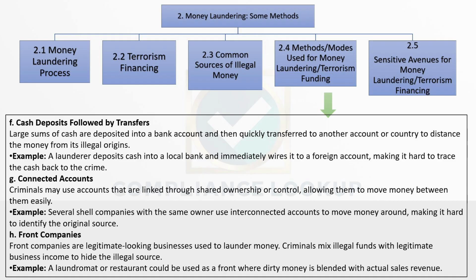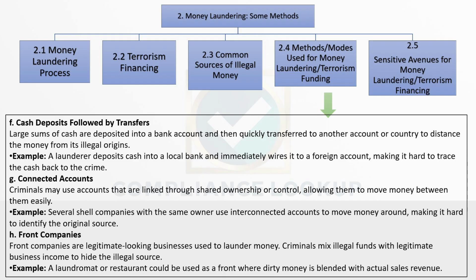H. Front companies. Front companies are legitimate looking businesses that criminals use to mix illegal money with legally earned funds. By doing so, the illegal money appears as part of the company's legitimate revenue, making it hard to detect.